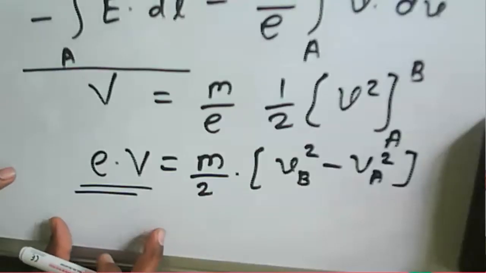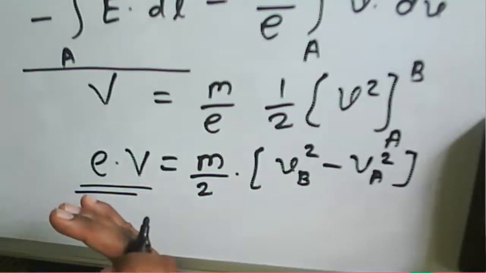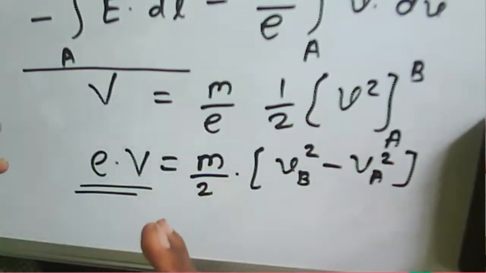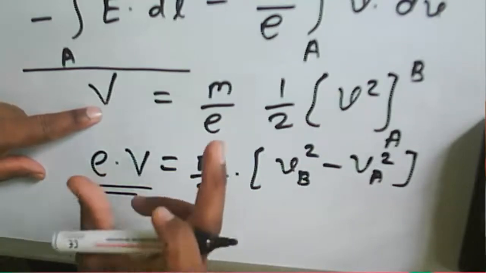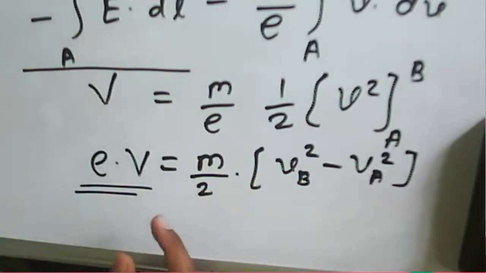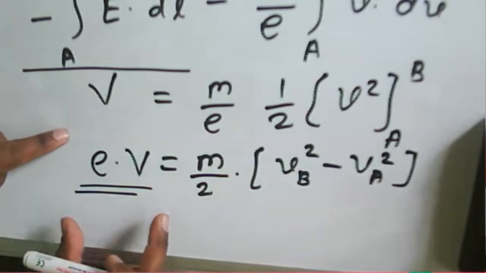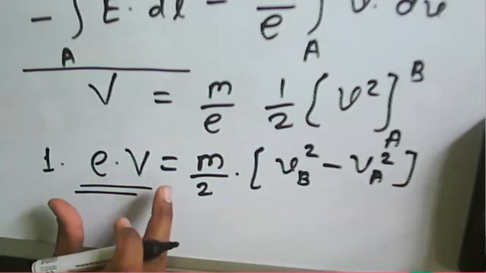Now this one electron volt means what? If an electron moves from this particular region from point A to point B, and it has a potential of one volt, then in that case its kinetic energy is nothing but one eV. I am saying that one eV is the kinetic energy.